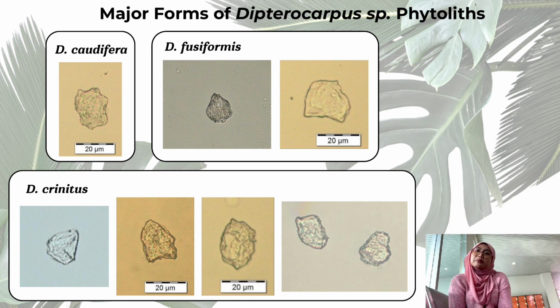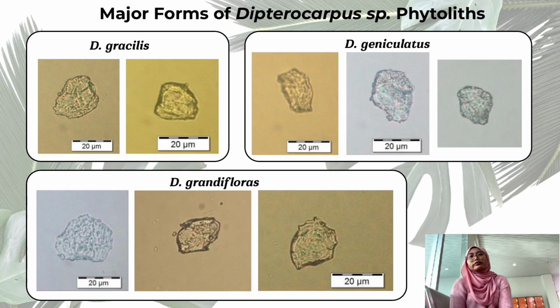So we found that the major forms of phytoliths are consistent in terms of their shapes and surface ornamentation. The first species is Dicterocarpus caulifera, where we have only one replicate, or one sample, for this species. Next is Dicterocarpus fusiformis, where we have two samples. And next is Dicterocarpus crinitus, where we have four samples.